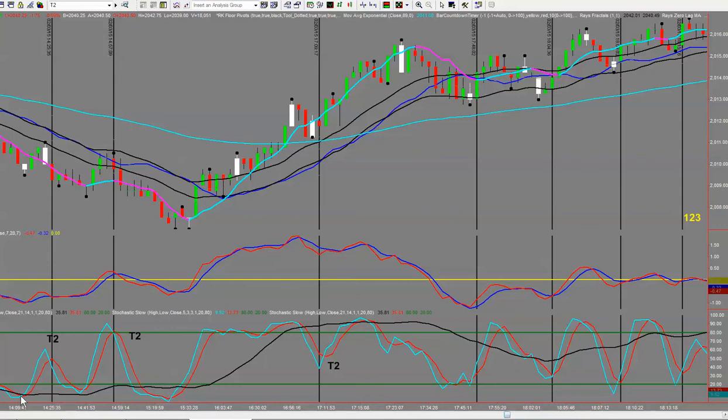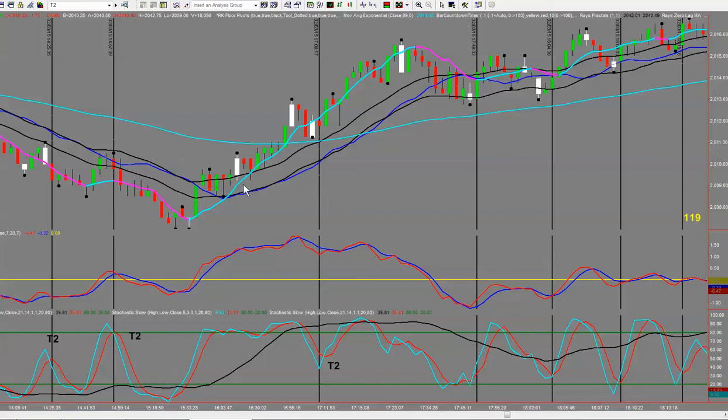If you had missed that trade here, you had another perfect T1 setup as well. Here you can see your long-term stoke is oversold. You're waiting for it to flick back over, and away you go. Now we have a total change of trend here.